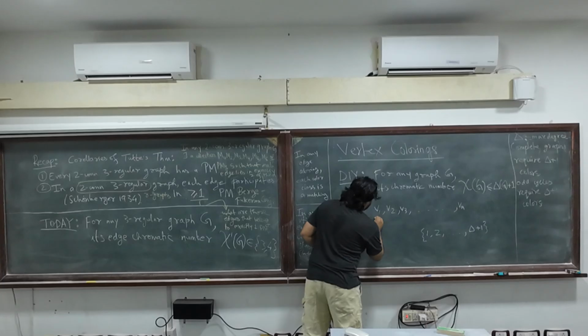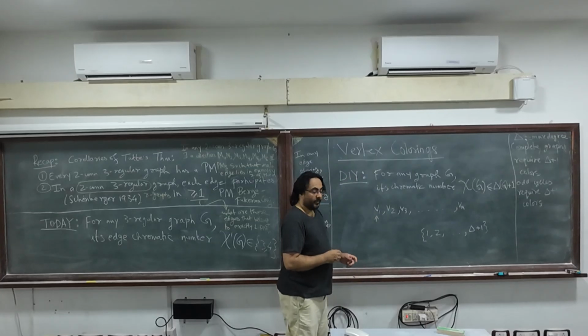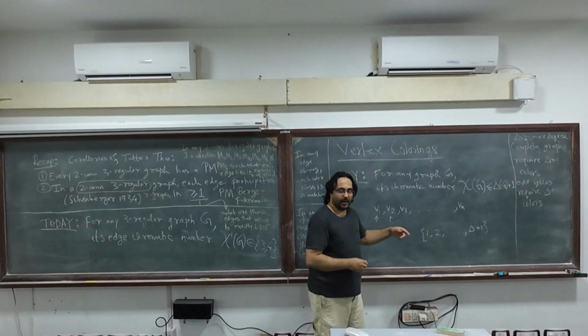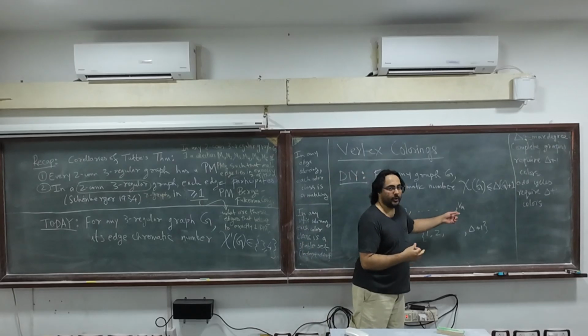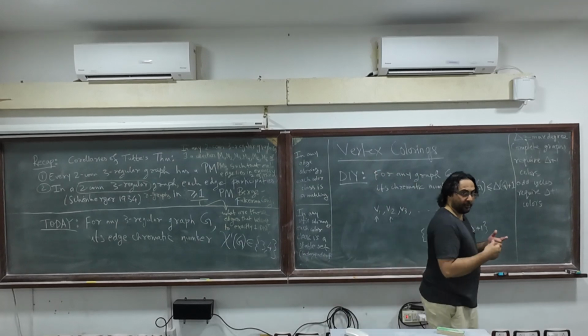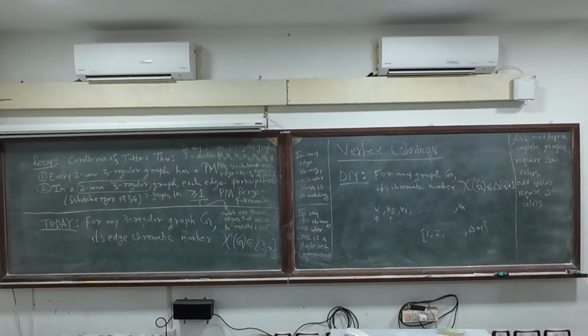Think of giving this vertex a color, then think of giving this vertex a color, and so on, and try to see when you would get stuck. And if you feel that you get stuck, then try to resolve that. If you feel that you never get stuck, then try to figure out why you are never getting stuck.